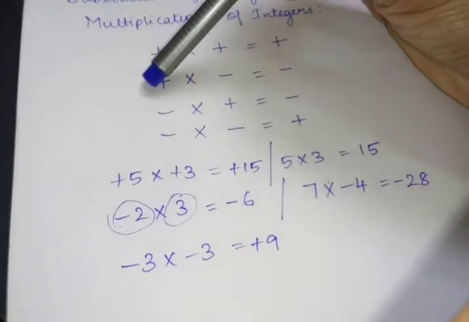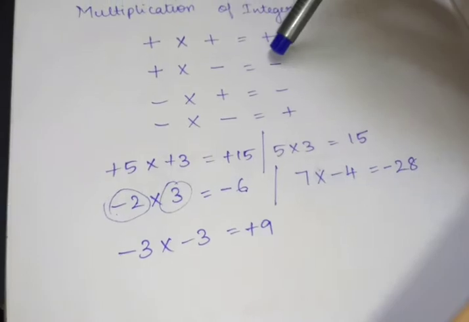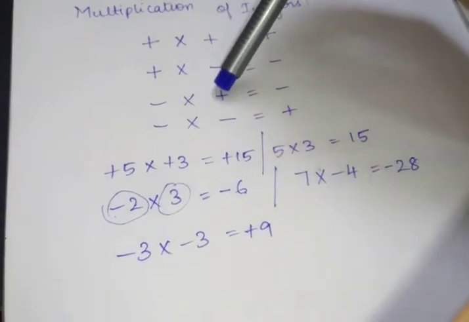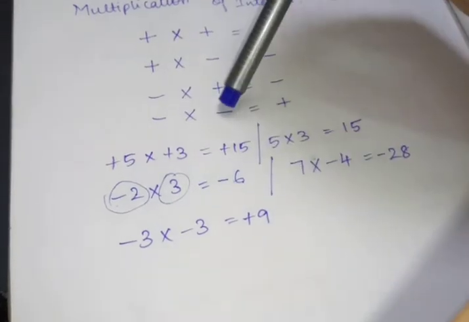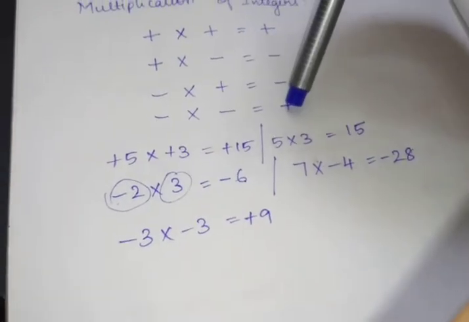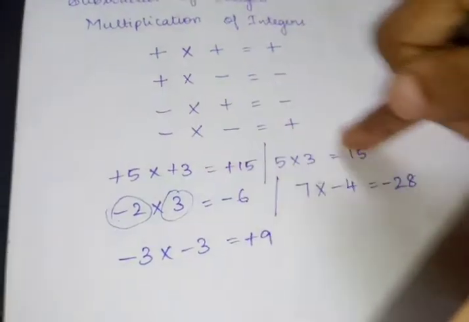When you multiply two positive integers, you will get a positive integer. When you multiply a positive and a negative integer, the answer will be a negative integer. A negative and a positive integer, the answer will be negative. A negative and a negative integer, you will get a positive integer. So this is the multiplication of integers. I have given you the examples.